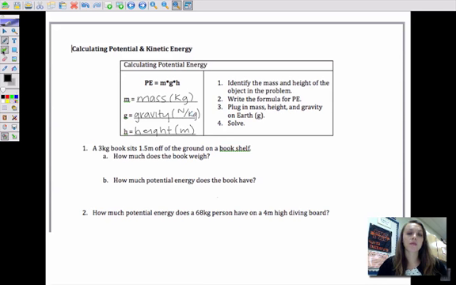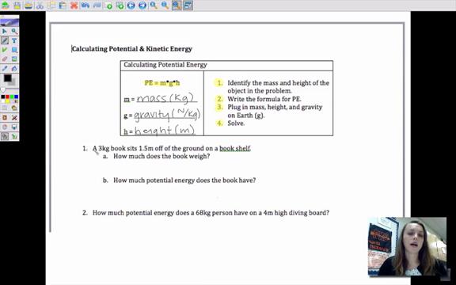In order to solve a problem, we first need to identify the mass and the height of the object in the problem. Then, we'd write the formula for potential energy, which again is given right here. Then we'll plug in the mass and height and then gravity on Earth. In all of our problems, this is where we're going to be. And then we'll solve the problem.